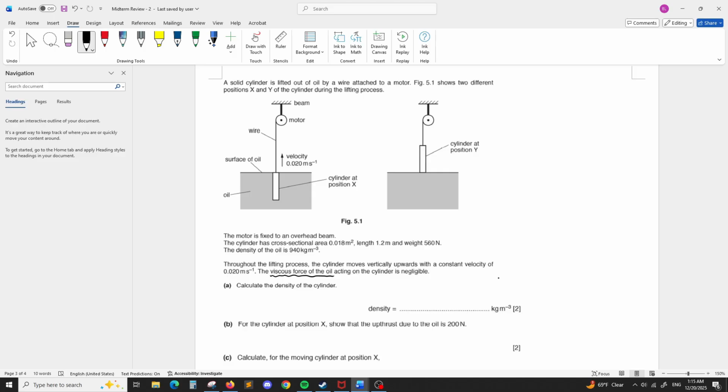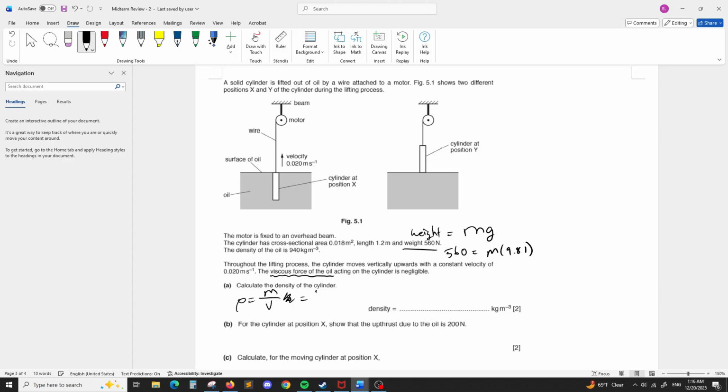But yeah. So A says calculate the density of the cylinder. So density is equal to mass times velocity. Oh my god, I can't believe I said that. No, it's not that. It's mass over volume, sorry. So the mass in this case, we look at the problem and they don't give us a mass. But they do give us a weight, and remember that weight is equal to mg, right? So they give us 560 is equal to mass times the acceleration of gravity. Do that real quick.